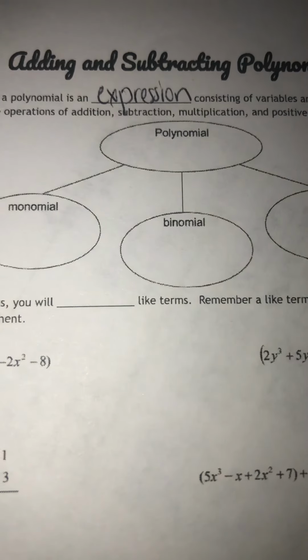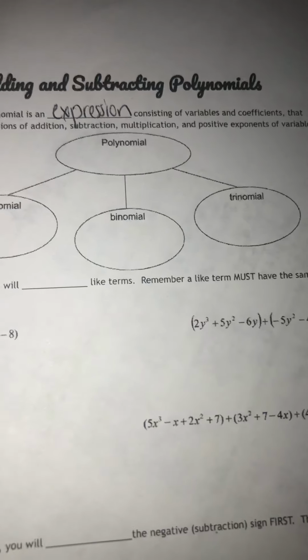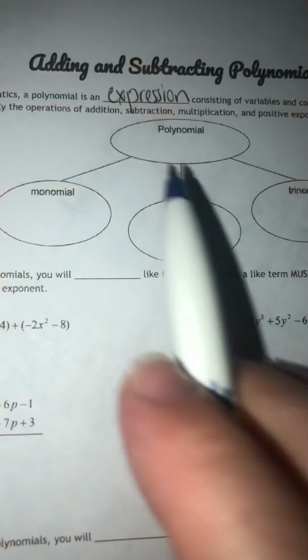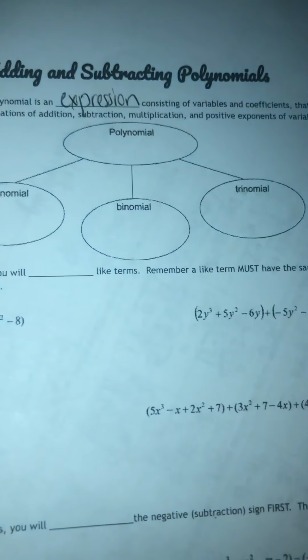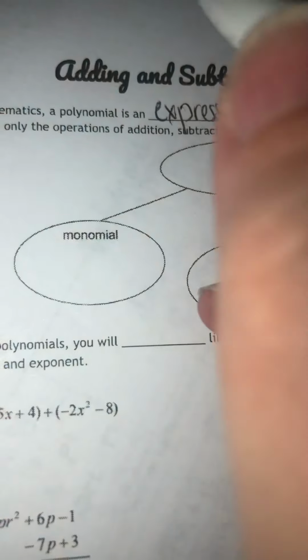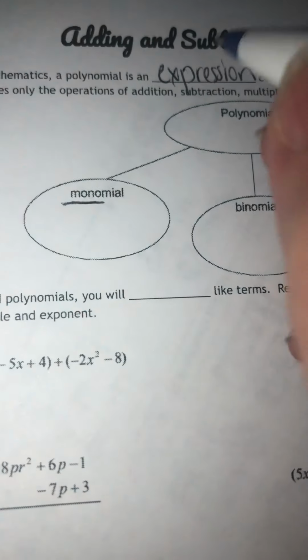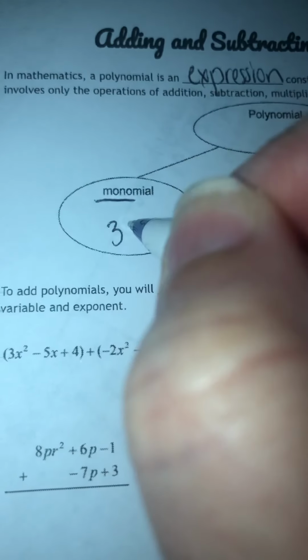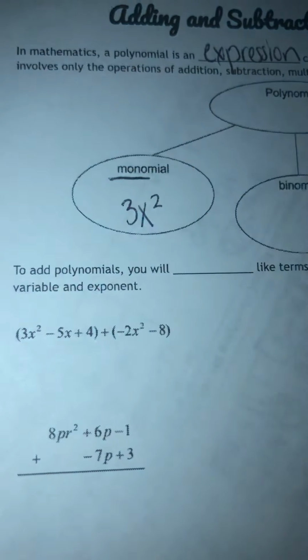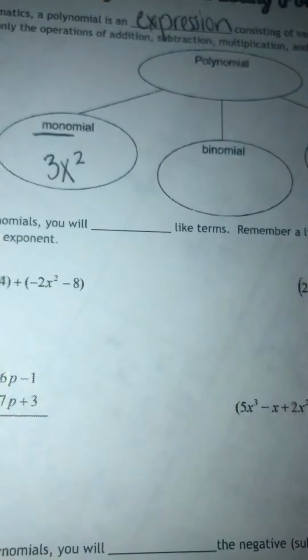There are different types of polynomials. The three basic kinds that we're talking about today are monomial, binomial, and trinomial. A monomial, notice the prefix mono, which means one, is whenever it's just one term. So in these, you won't see plus or minus signs. An example would be like 3x squared. There's no plus or minus signs, it's just one term.